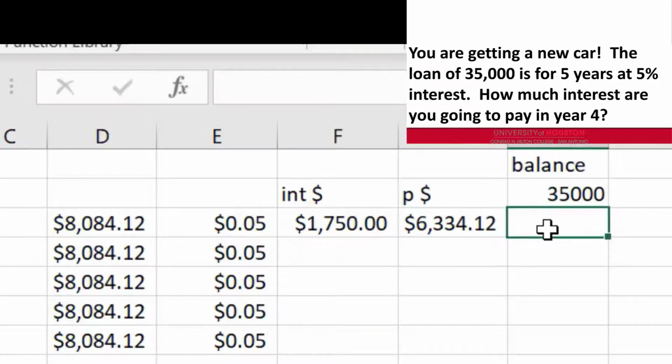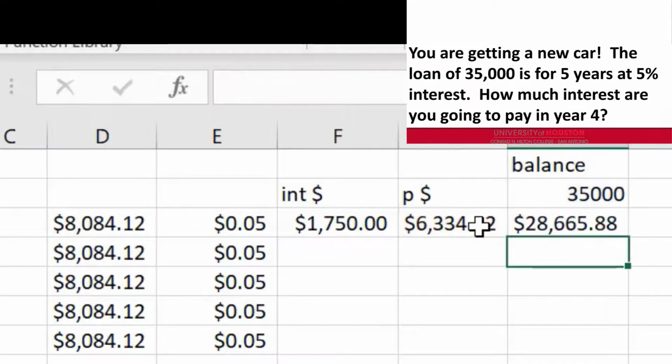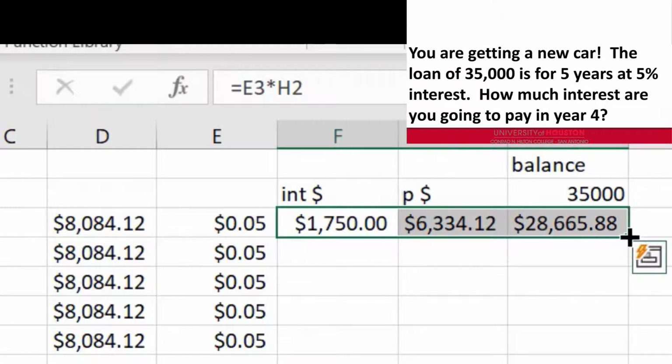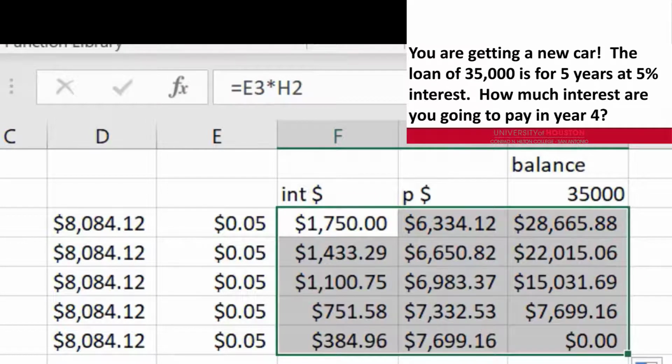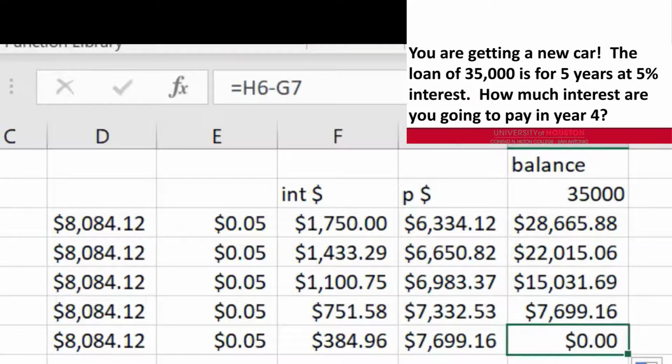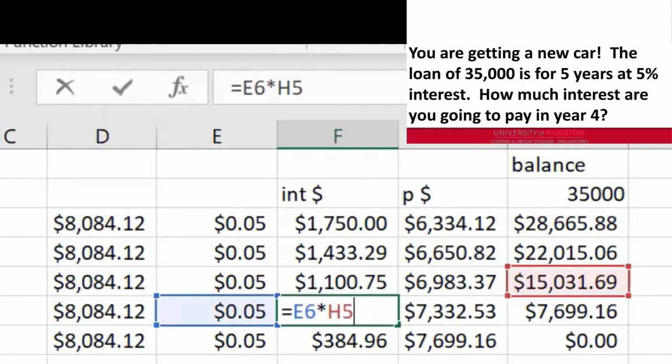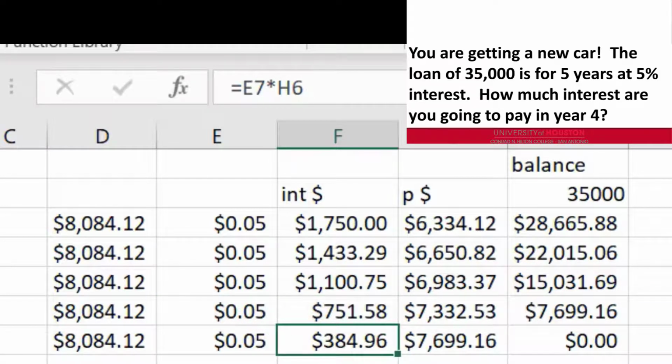I can use that additional part of the payment to lower the balance. I take my balance and subtract out the portion that went to lower it, and I get my new balance is $28,665.88. Because I set these up as formulas, I can pull them down because each year it's going to be doing the same thing. You see a zero balance here. You see that in year 4, I had a $15,031.69 outstanding balance times 5% interest, resulted in an interest of $751.58 in year 4.